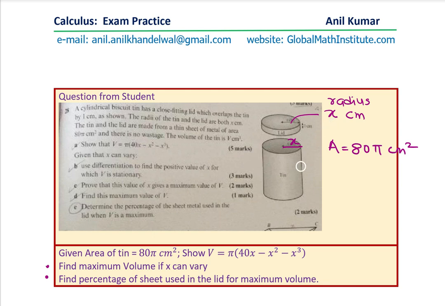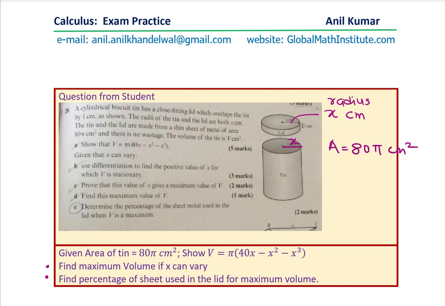That is the question. That is one part. We're already given that the area is 80 pi. We're not given the length. So this area which is given to us of the material can help us find a relation between x, the radius, and the height or length of this particular tin, right?